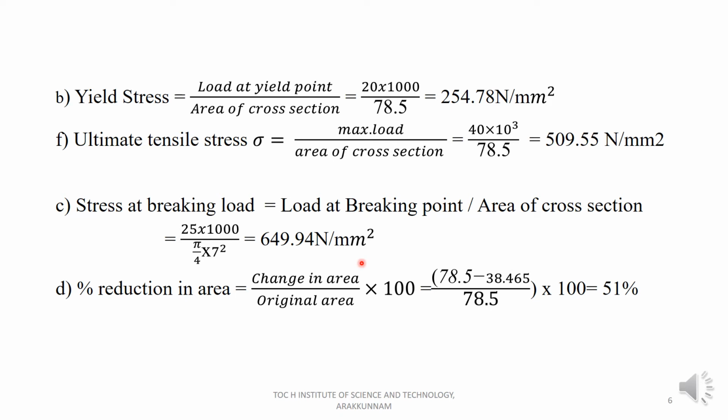Newton per mm square. Now the percentage reduction in area is equal to change in area by original area into 100, where the change in area is the initial area minus final area, divided by original area or initial area, into 100, and that's equal to 51%. So these two problems are about the stress strain curve on mild steel bars.